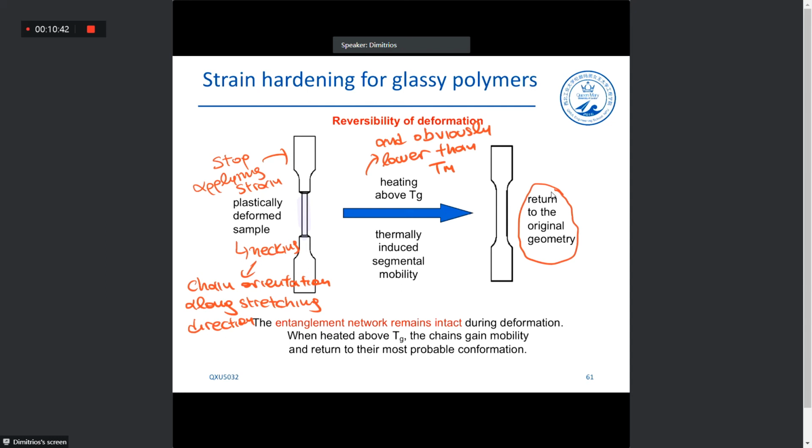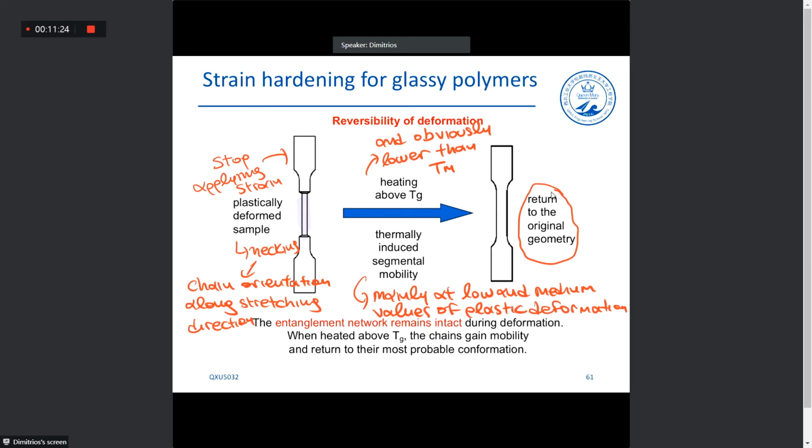Of course, that takes place mainly at low and medium values of plastic deformation. If you stretch the sample very, very much, okay, if you create a very long neck, it is very difficult to achieve a full recovery of the original geometry.